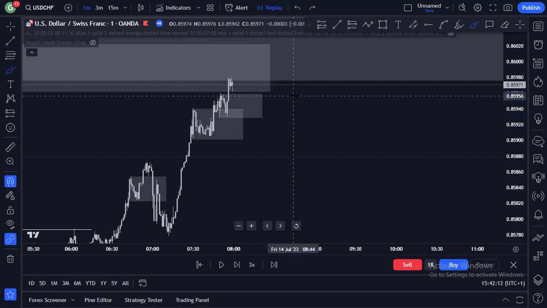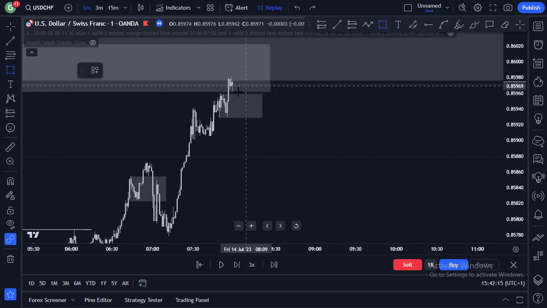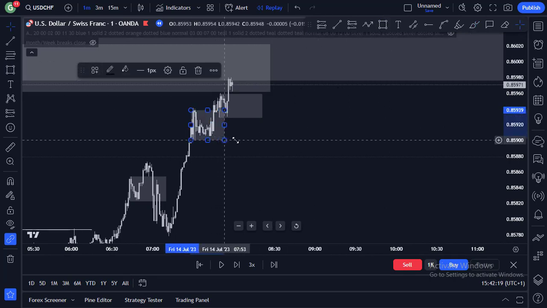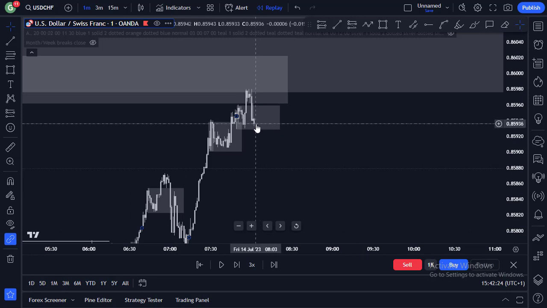So let's see what price does. Okay, let's quickly play price and see what happens. Don't forget there's a demand zone right there. So we'll play price. You can see price is looking like it's going to break below this. Let's see what happens. Is it reacting?